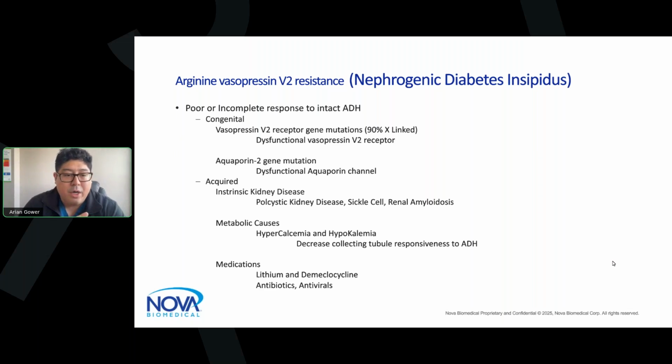In the acquired cases, you can have intrinsic kidney disease from polycystic kidney disease, sickle cell, or renal amyloidosis. Other causes include metabolic derangements from hypercalcemia or hypokalemia, which are presumed to decrease the collecting tubule's responsiveness to antidiuretic hormone. Lastly, medications can cause it. The main one that we see a lot is lithium.